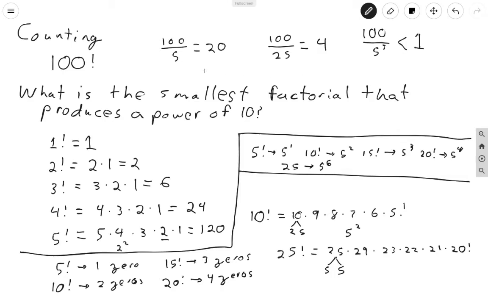Meaning, how many zeros are at the end of 100 factorial? Well, to put it simply, the number of zeros at the end of 100 factorial is 20 plus 4.